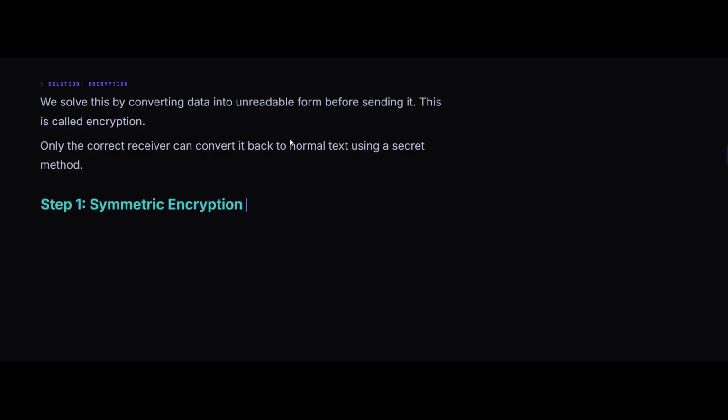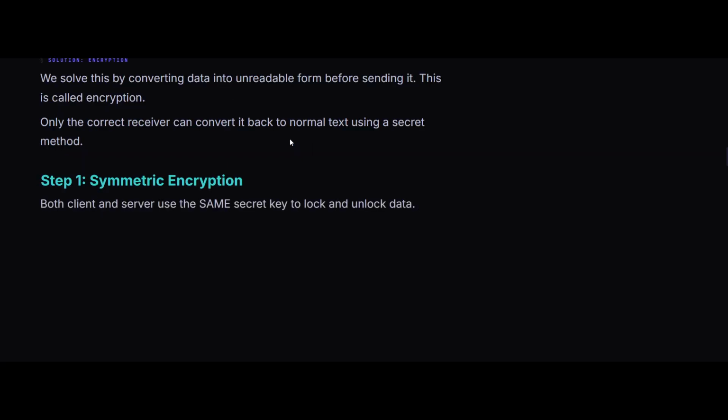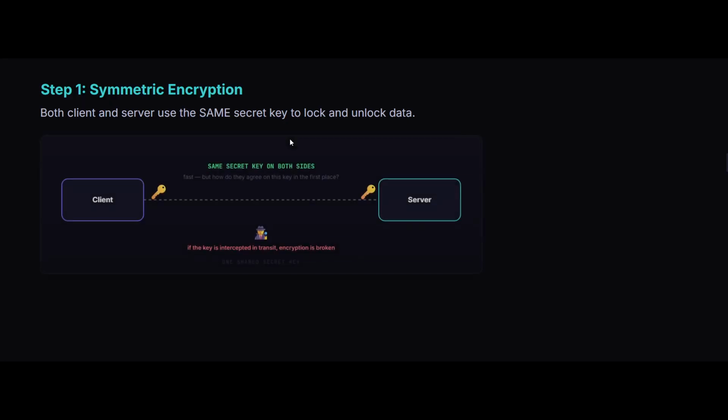So to do this, we have a method called symmetric encryption. In symmetric encryption, both client and server use the same secret key to lock and unlock the data. So consider you are the client. So your browser is the client, and here is the server, google.com or amazon.com. You both have the same secret key, so that the client encrypts the data before sending to the server, and the server also has the same secret key. He can decrypt that particular encrypted data and he can read it.